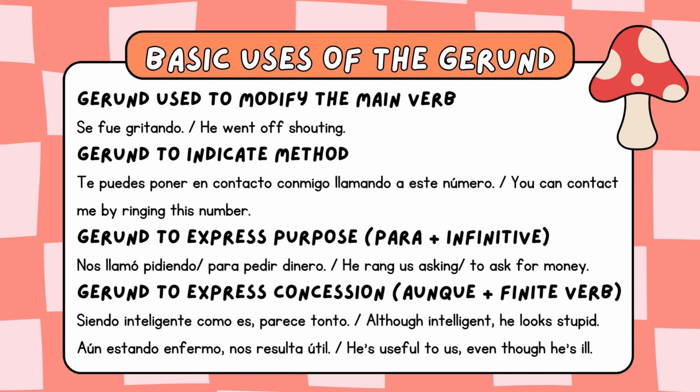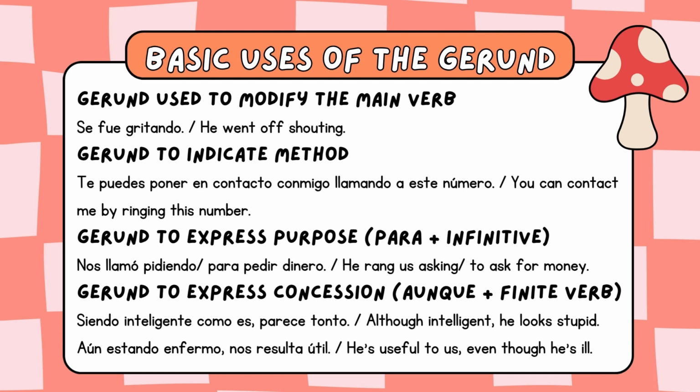The next use is when we have a gerund indicating method. The gerund may indicate the method by which an action is performed. In English, it usually requires the preposition by. For example, te puedes poner en contacto conmigo llamando a este número will become you can contact me by ringing this number.